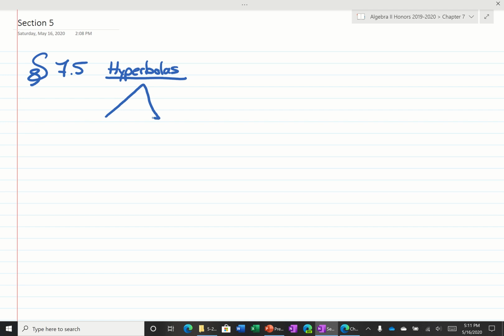So if this is our cone, we're going to cut it like this and like this. And you'll get two parabolas that go away from each other, which we call a hyperbola.